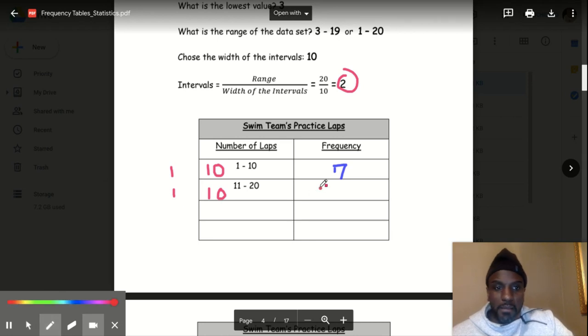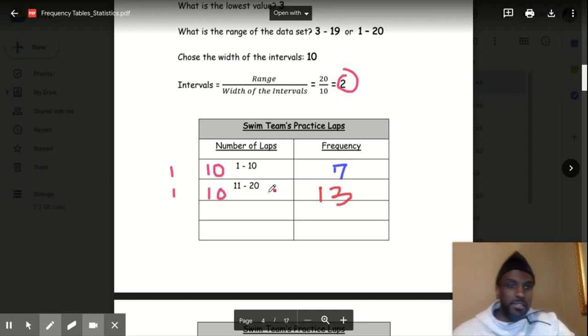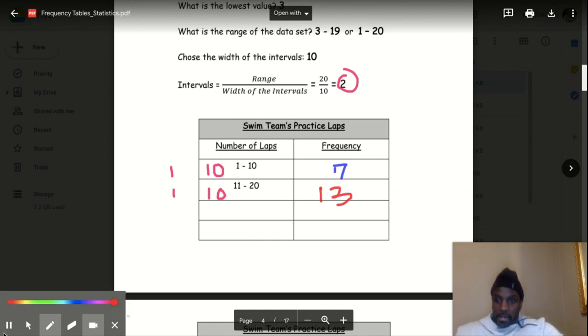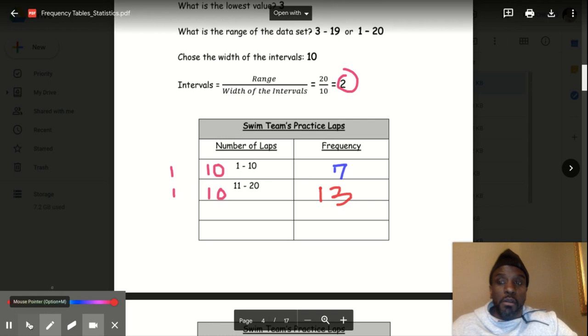And I'm going to write that down. 13, bam, and bam. And guess what 13 plus 7 is? 20. It covers your 20 data points, your data set. You looked at 20 people, you got 20 people again. Now, this is what you call a frequency table.